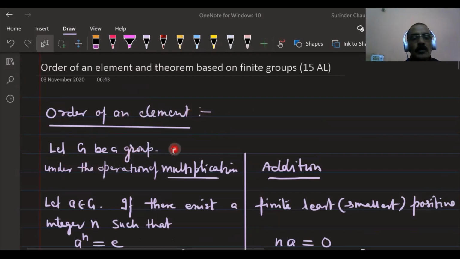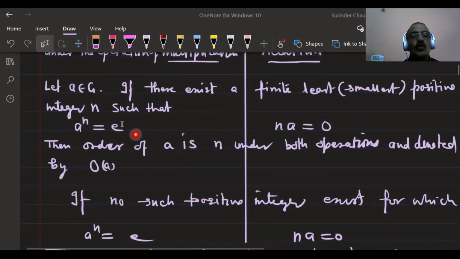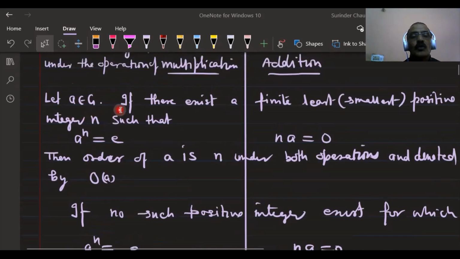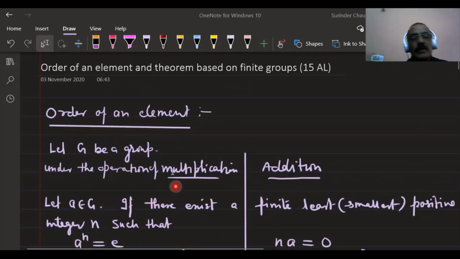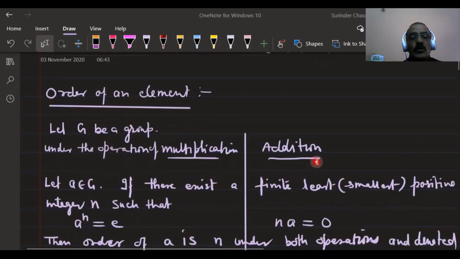Let G be a group under a binary operation, one under addition and the second under multiplication. So let us take a belongs to G. On the left hand side we are discussing an algebraic structure in which G is a non-empty set with the binary operation of multiplication, and on the right hand side G is a non-empty set with the binary operation of addition.